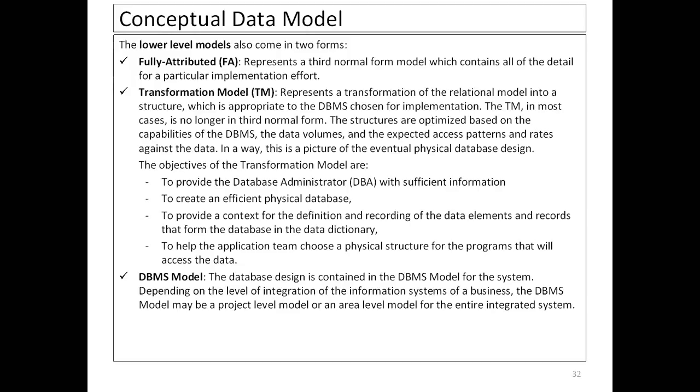Depending on the level of integration, now comes the disparate system into action. Here we are actually going to create an integrated model of the various disparate systems with which the current model you are trying to model has an upstream downstream relationship. So the model may be a project level model or an area level model for the entire integrated system.